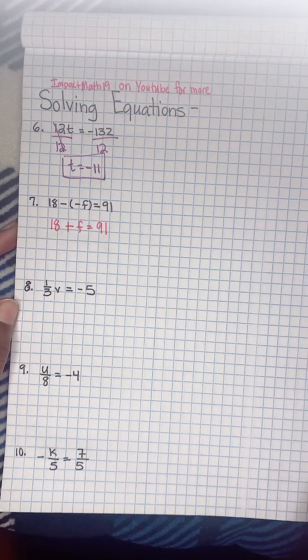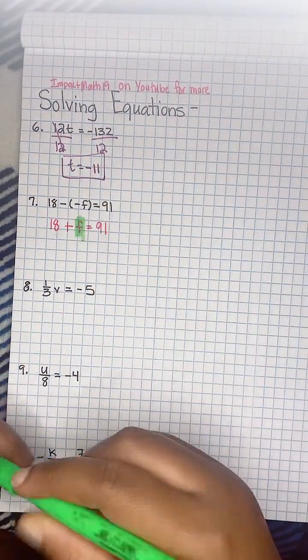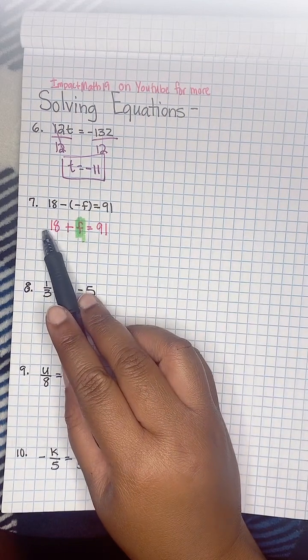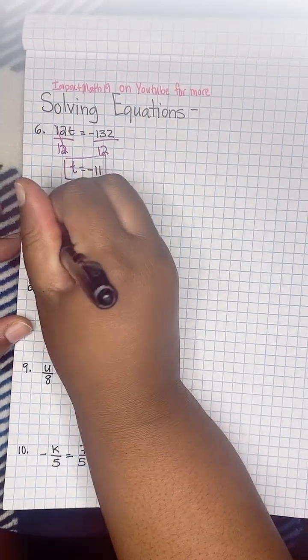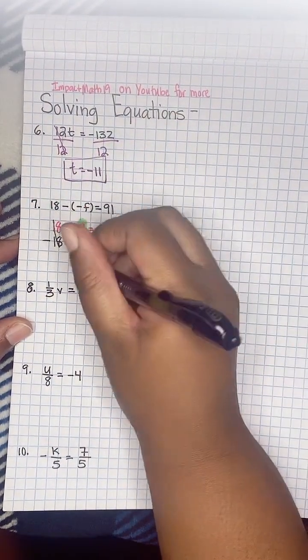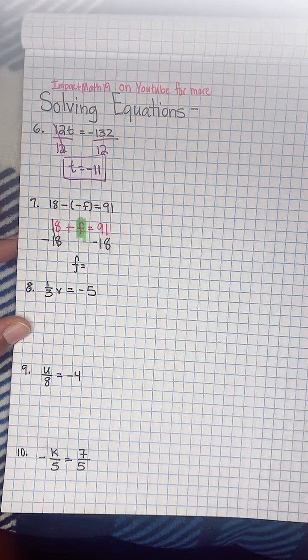Now, remember, our whole goal is to get this variable, which means letter, by itself. So we have to ask ourselves, what is with the F? Well, this positive 18. Good. Blue says subtract 18. Subtract. Y'all is on it tonight. Love it. So we're going to subtract 18 to both sides. Good. And then we're going to drop down our F and 91 minus 18.